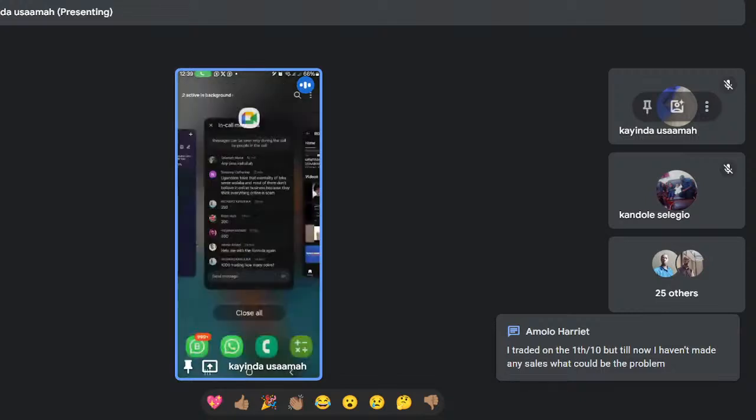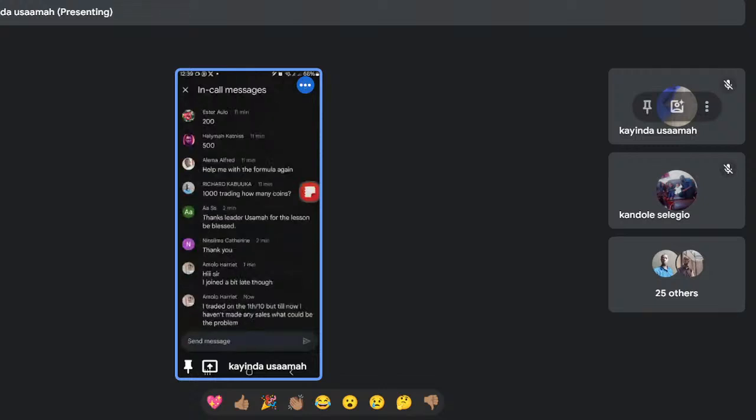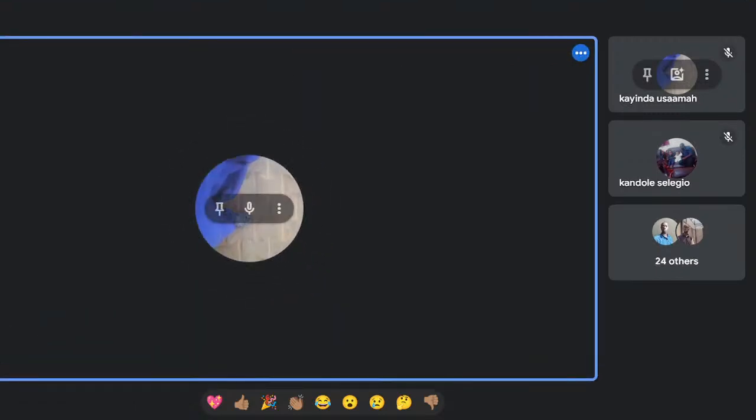Anyone with a question? I traded on the first, but till now I haven't made any sales. What could be the problem? Can you share your screen so I can see your trade? Harriet, please share your screen. You know how to share your screen? Tap the three dots, then tap share screen and proceed. Let me see your trade.